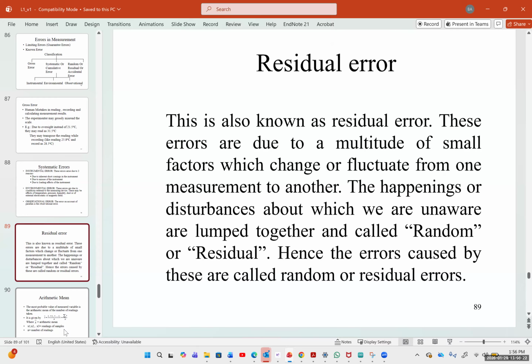Now, another type of error that we have is called the residual error. This is also known as residual. The error is due to a multitude of small factors which change or fluctuate from one measurement to another. The happenings or disturbances about which we are unaware are lumped together and called random or residual. Hence, the errors caused by these are called random or residual.